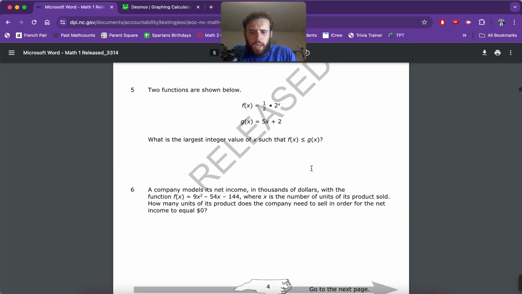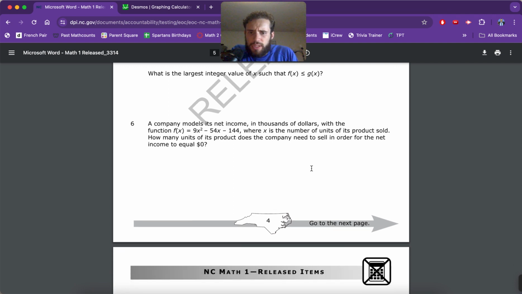Okay. All right, a company models its net income in thousands of dollars with the function f of x equals 9x squared minus 54x minus 144. All right, so f of x is your net income. X is the number of units of its product sold. How many units of its product does the company need to sell in order for the net income to equal 0? Well, the net income is f of x, so you're just setting f of x equal to 0.